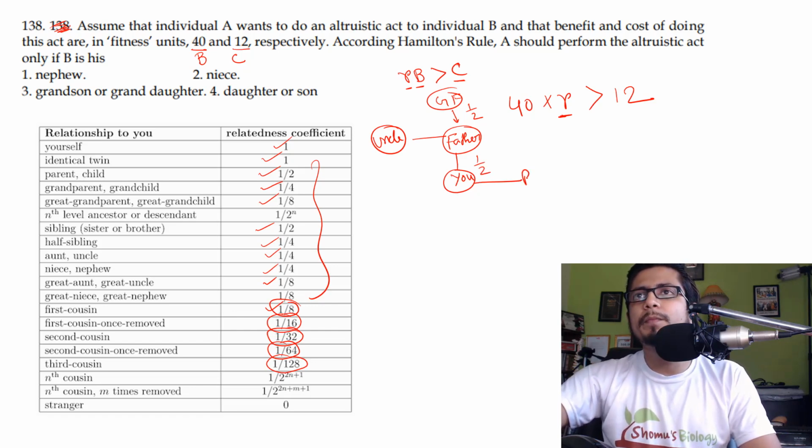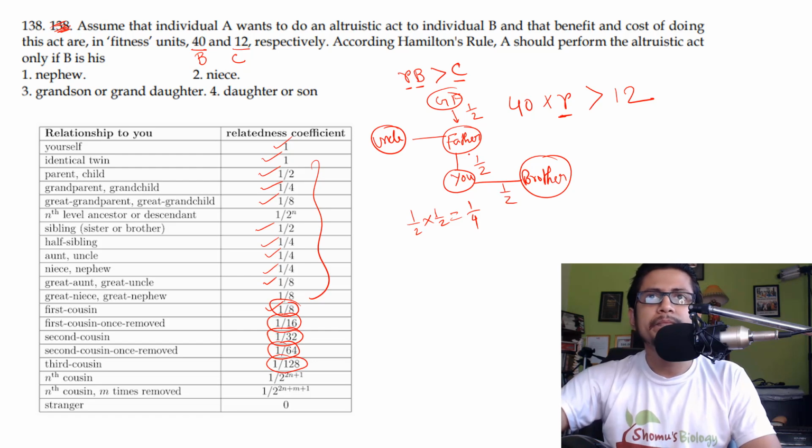Between you and your brother, relatedness is also half. Now if I want you to calculate the relatedness between you and your grandfather, that would be 1 half into another half, 1 by 4. Your father with you, and then your father with your grandfather. And for a great grandfather, the relationship between your grandfather and great grandfather is half. So half into half into half. So between you and your great grandfather it will be half into half into half, 1 by 8.